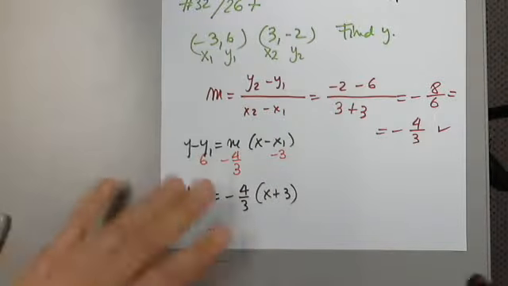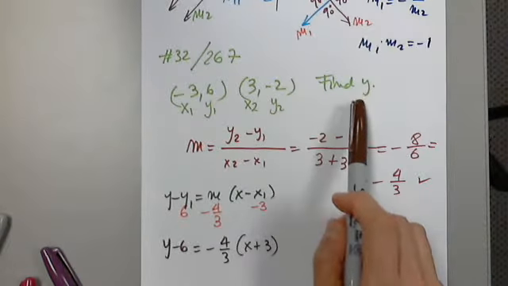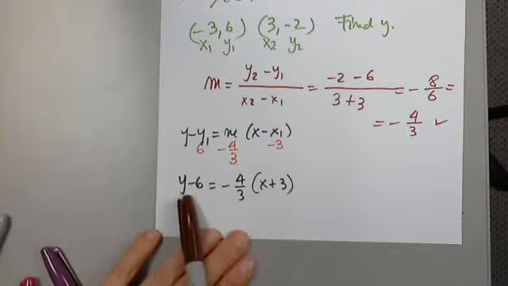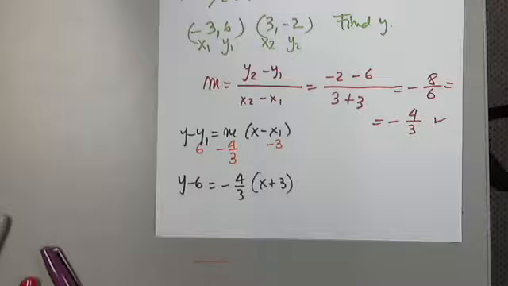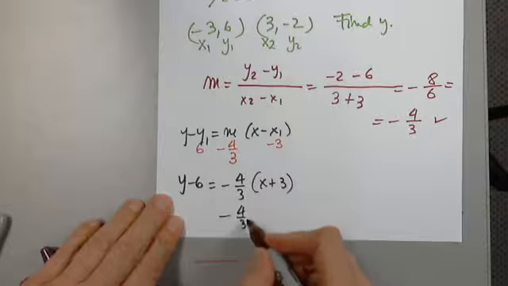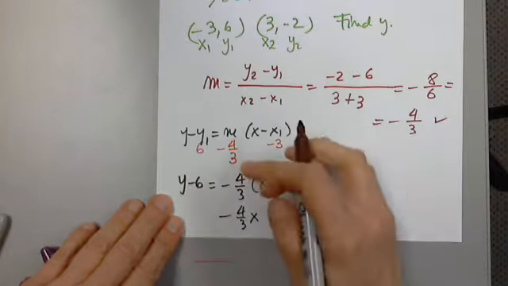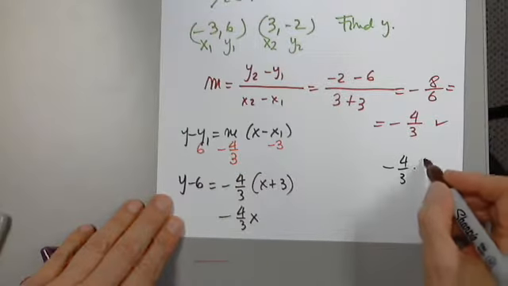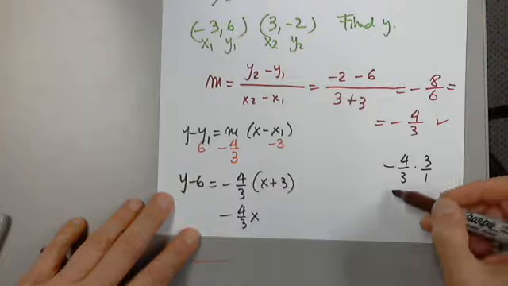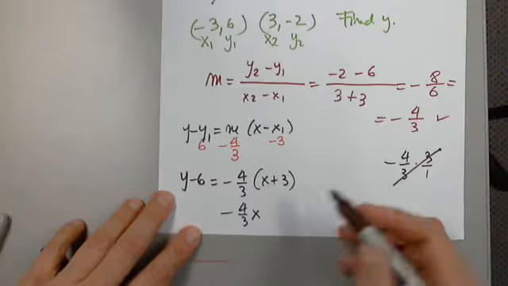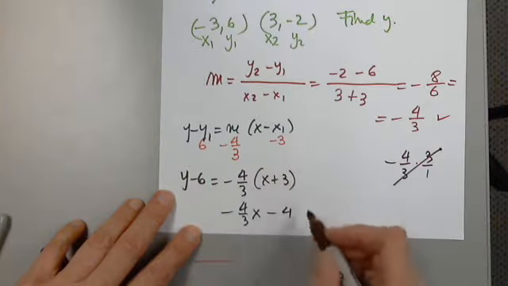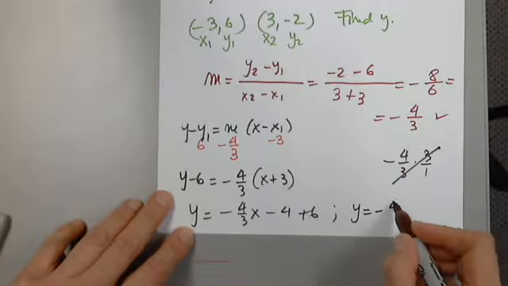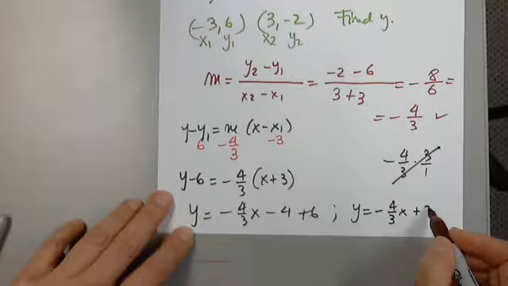Of course, I have to solve for y. The problem is asking me to solve for y. I will have to do what first? Distribute and then add 6. So negative 4/3 x, and now I have to multiply negative 4 over 3 by 3 over 1. Always simplify first before you multiply. Indeed, negative 4, and then plus 6. So then I get y equals negative 4/3 x plus 2.